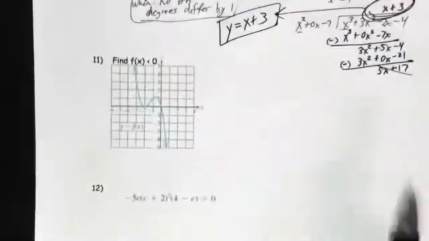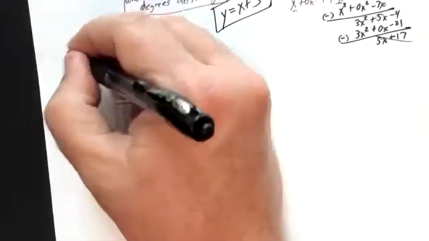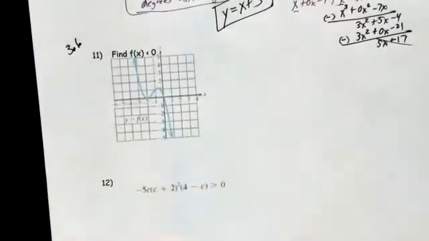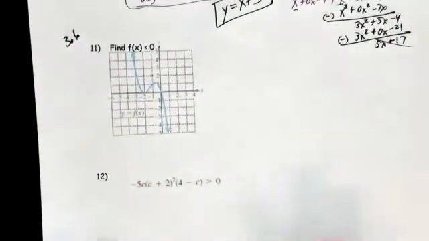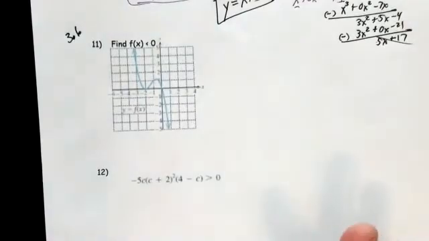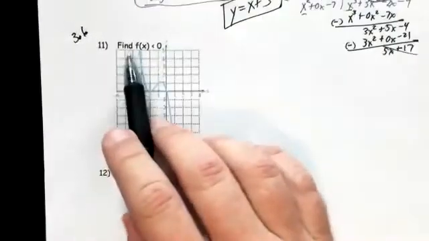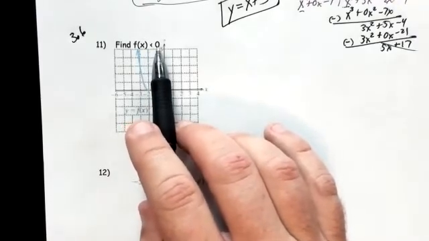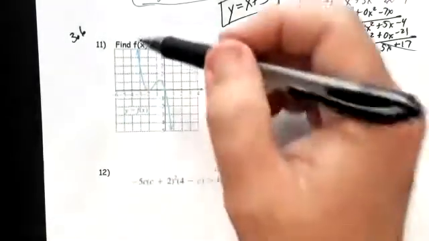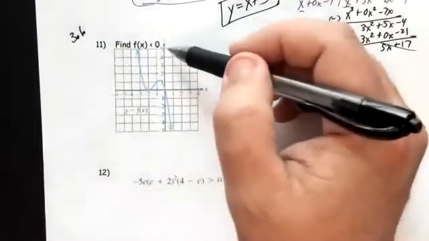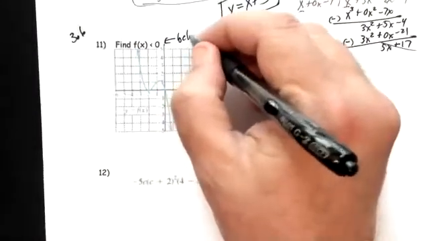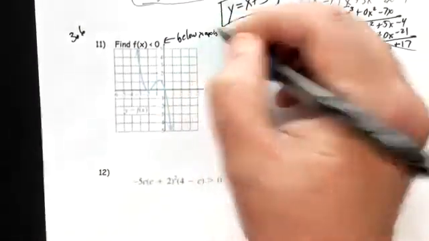All right, so the last two questions come off the 3.6, okay? The stuff that I left you a note on, okay? Notice there's only two questions, only a couple things I need you to know from this, okay? They want you to find where f of x is less than 0. All right, so f of x, remember, is your y. So where are my y values less than 0? Well, that's going to be everything below the x-axis.